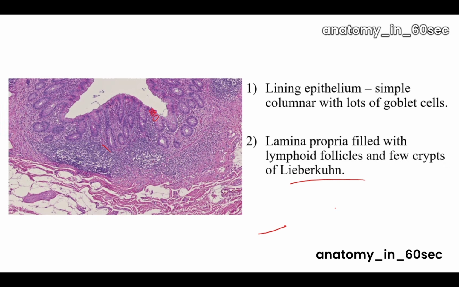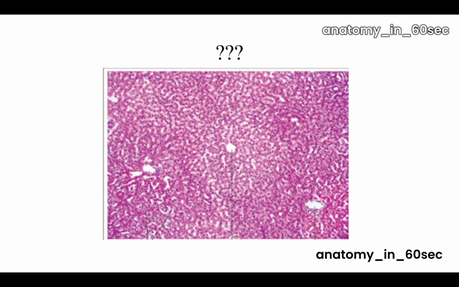is filled with lymphoid follicles. These are the lymphoid follicle aggregations seen in the lamina propria, and the crypts of Lieberkühn are also present. But villi are not present in this slide, remember that well. And this is the slide of appendix. Next slide.